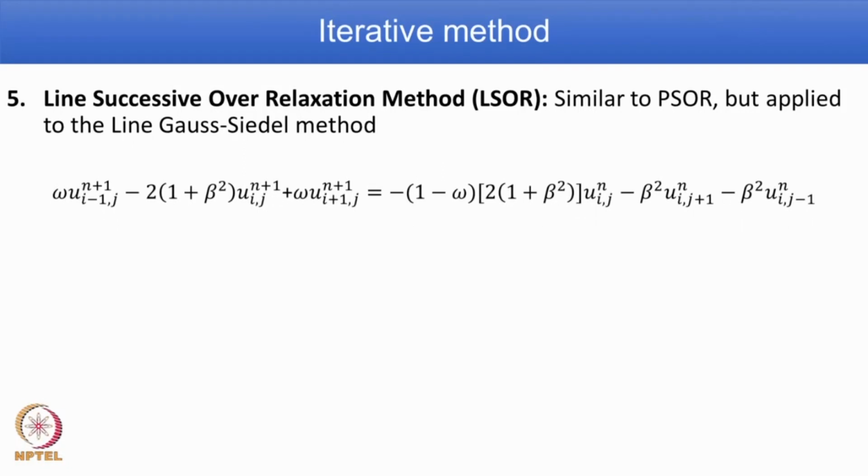Next is the line successive over relaxation method. This is the same as PSOR, only it is implemented for the line as a whole. So, we have omega times the i minus 1, j, n plus 1 value, then for i plus 1 etcetera, and similarly for the neighboring nodes' contribution.